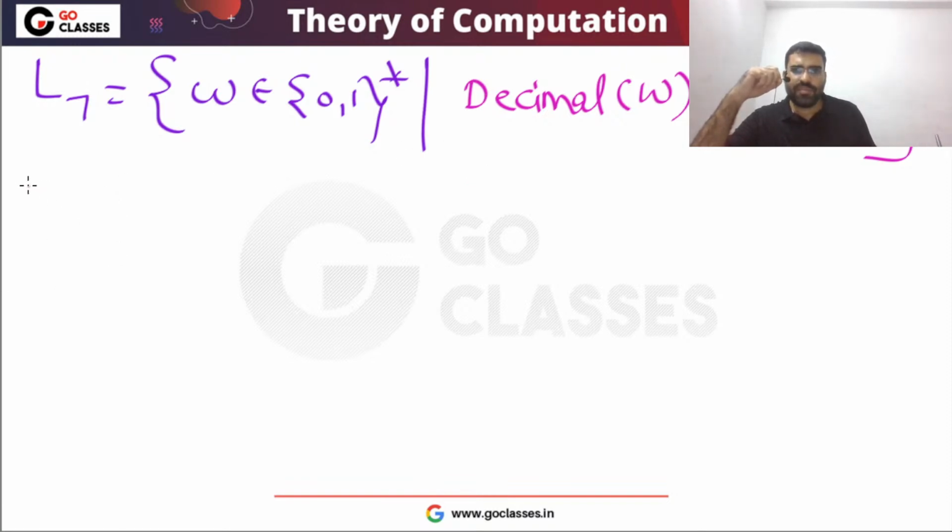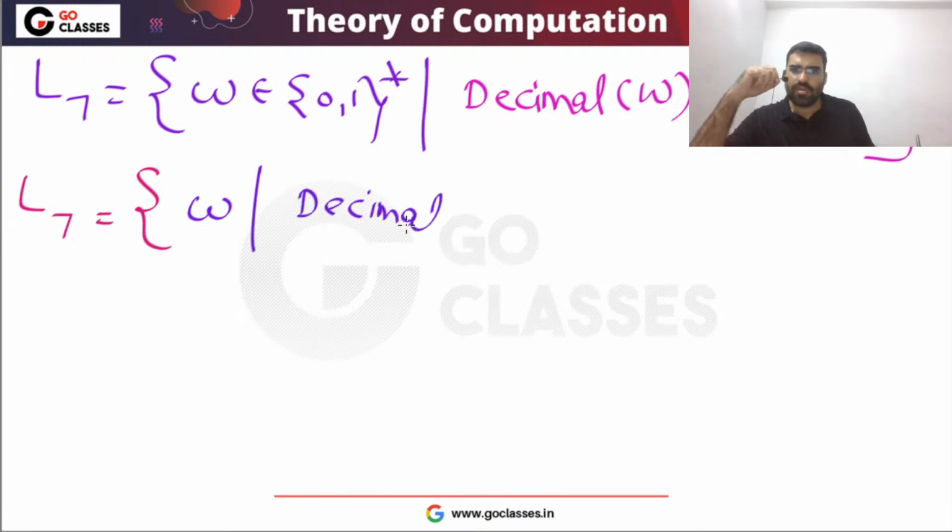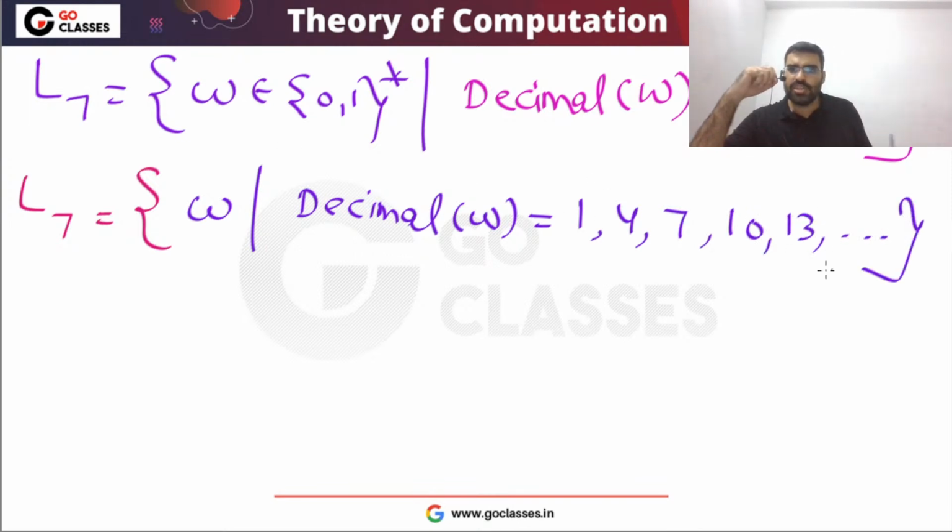First, understand the language: which strings are in the language? Those strings are in the language whose decimal value is 1, or 4, or 7, or 10, or 13. The decimal values are like this, so in this language we have the strings with these decimal values.